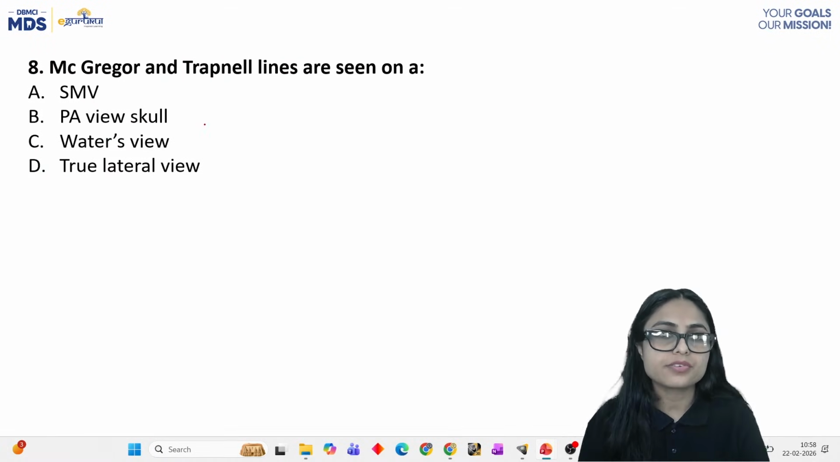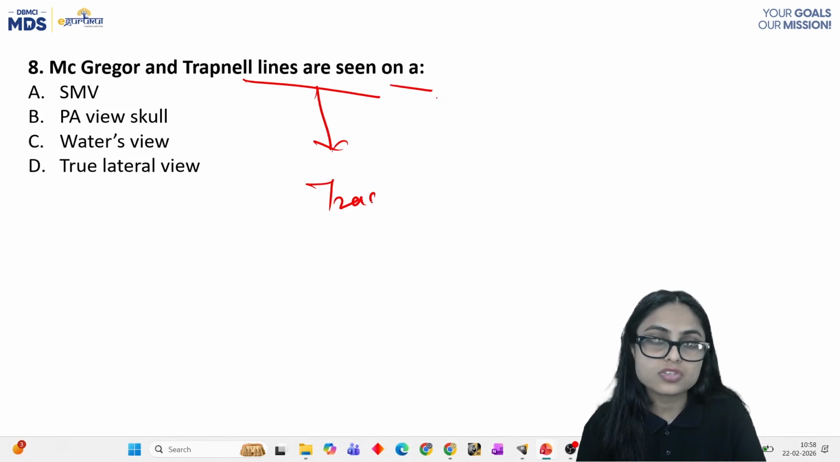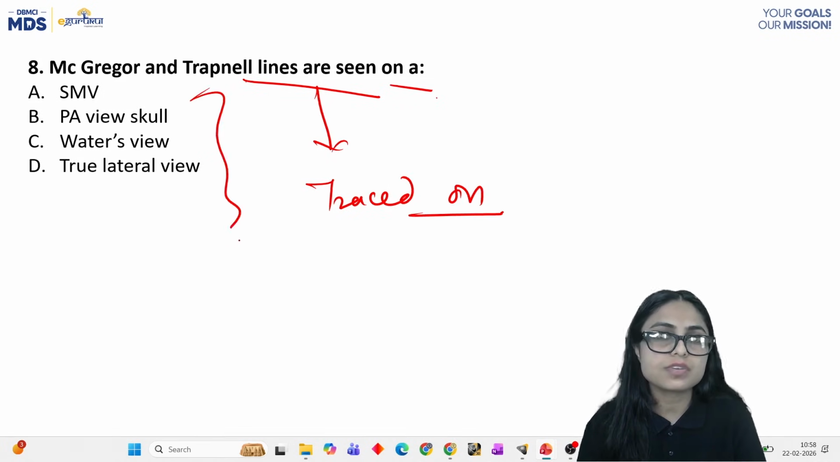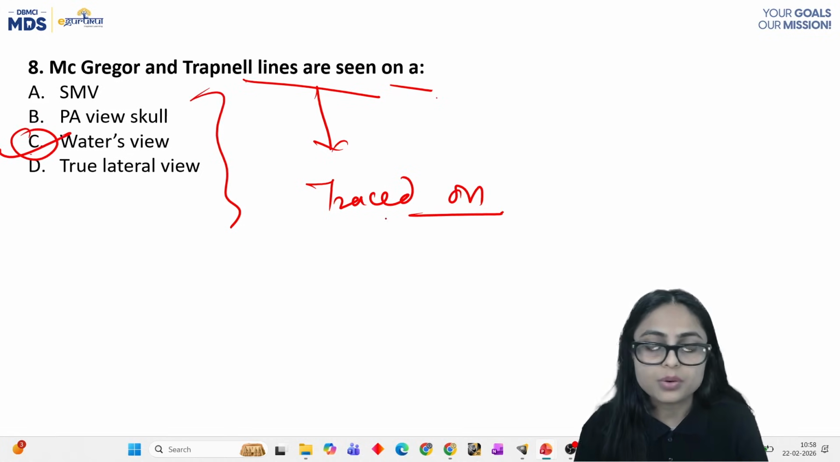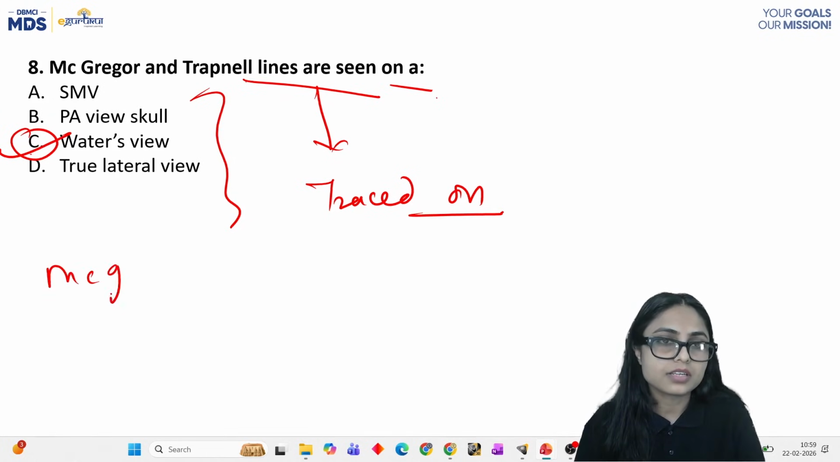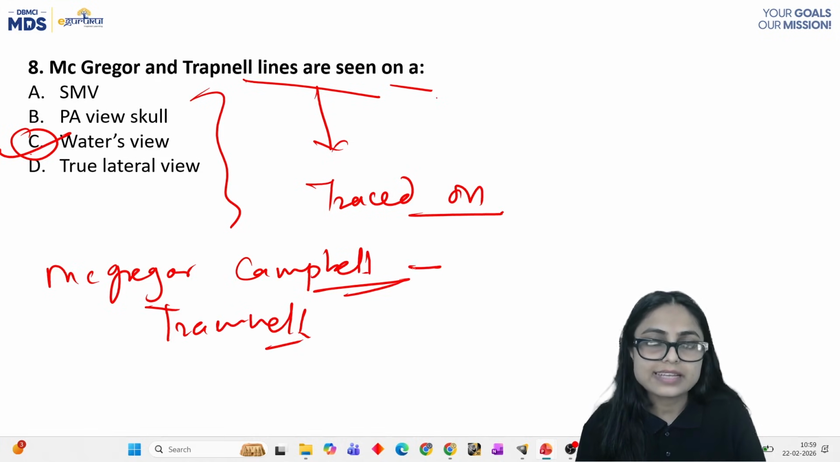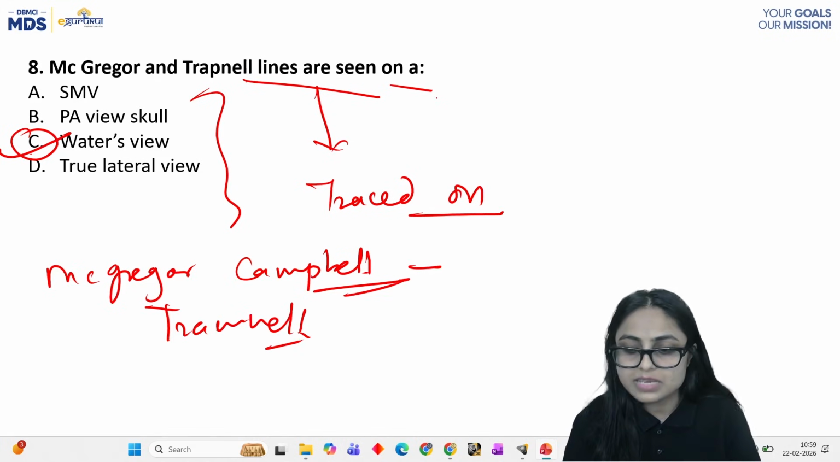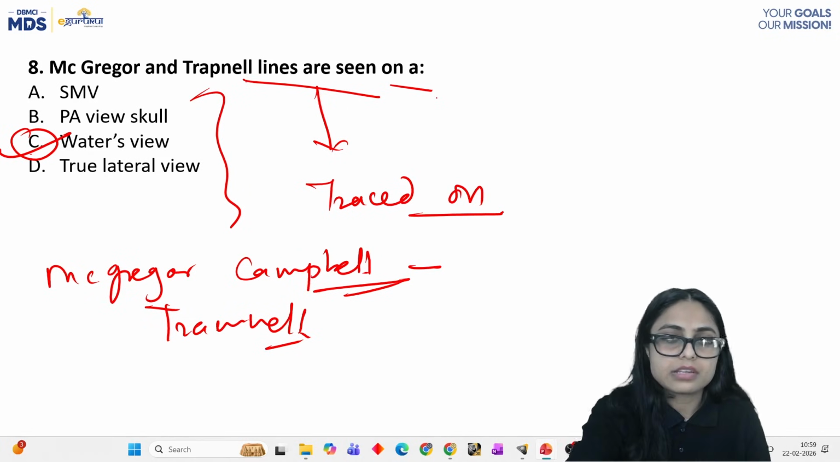These McGregor Trampnell lines are traced on which view? These are traced on the PA Waters view. Basically, these are imaginary lines. So we have McGregor, Campbell lines, and the fifth line is the Trampnell line. We trace these lines on the Waters view, and this basically assesses the fractures of the middle third of the face. So we trace it like this.